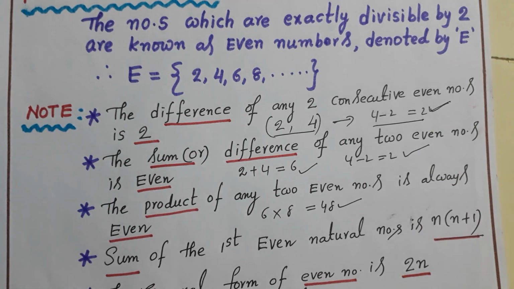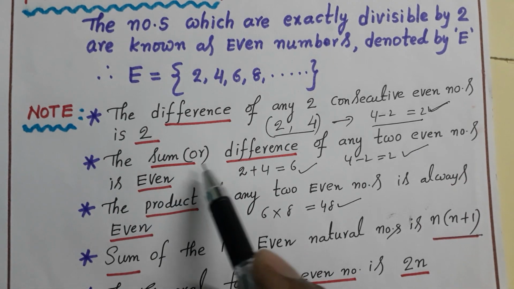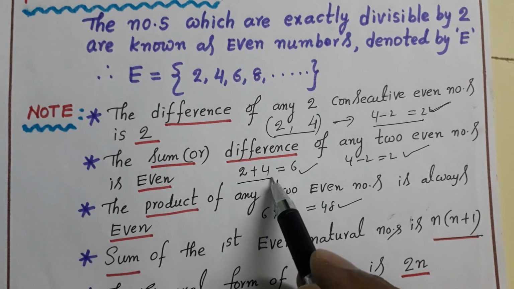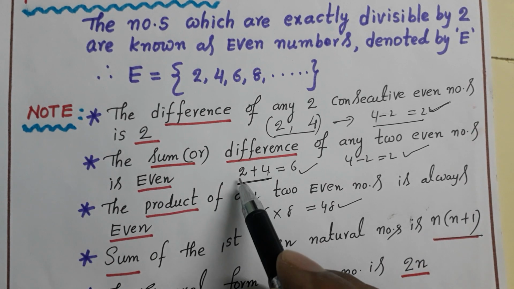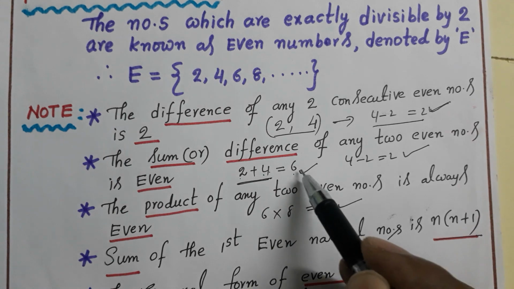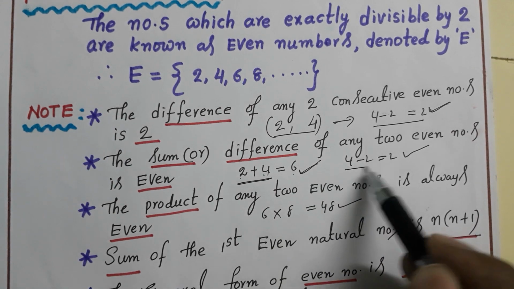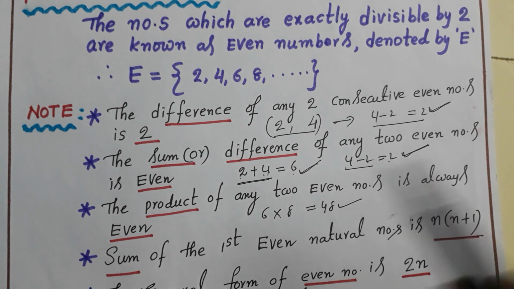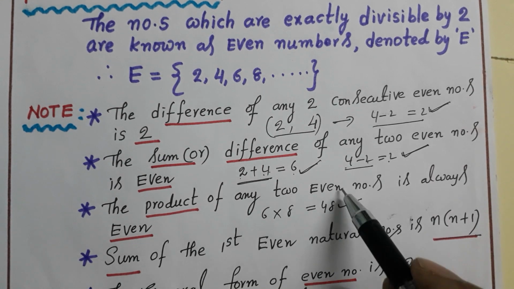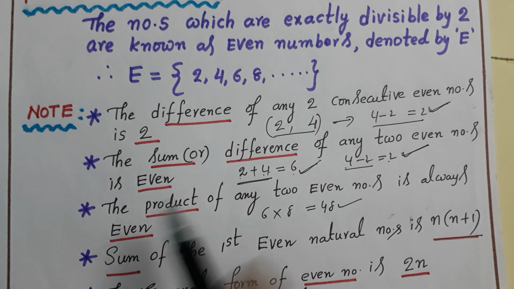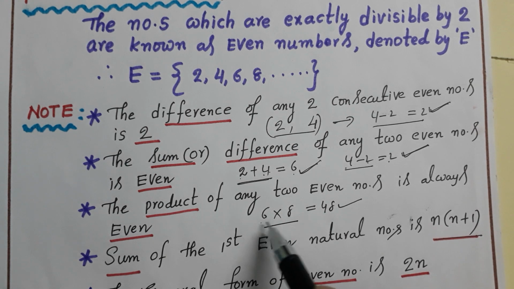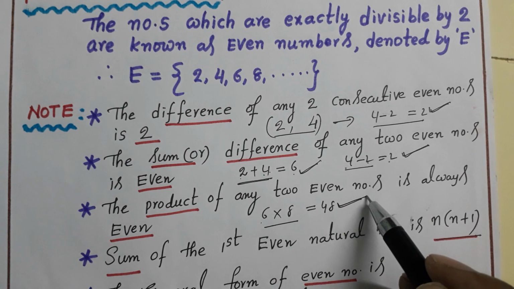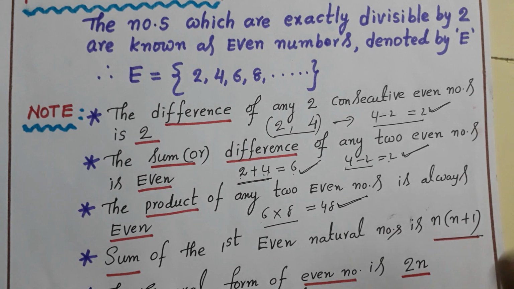Correct. Next property: the sum or difference of any two even numbers is even. Let us take the two even numbers 2 and 4. Their sum 2 plus 4 is equal to 6, which is even. And their difference 4 minus 2 is equal to 2, which is also even. The product of any two even numbers is always even. Take the two even numbers 6 and 8. Their product, 6 into 8, is equal to 48, which is again an even number.